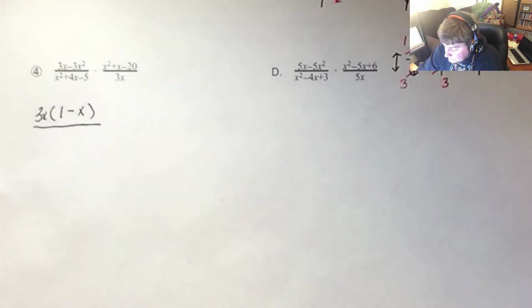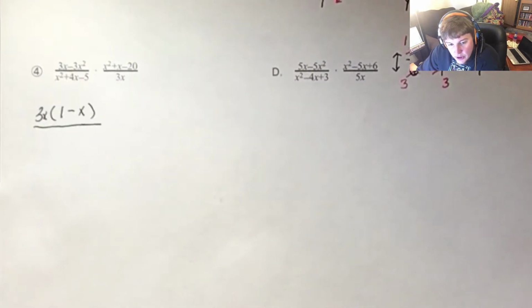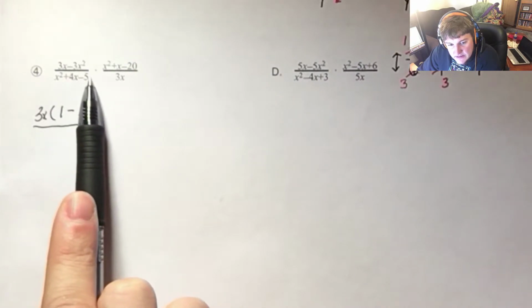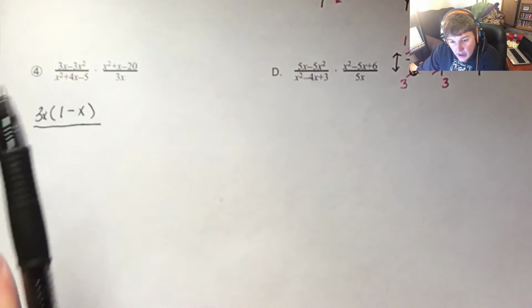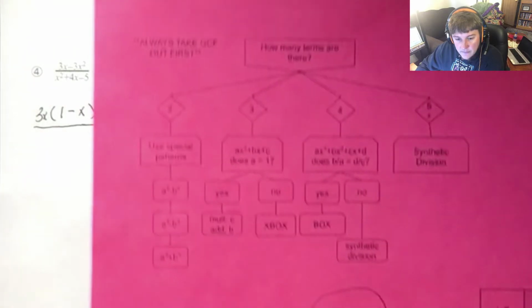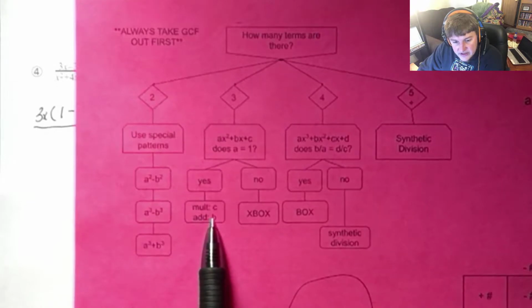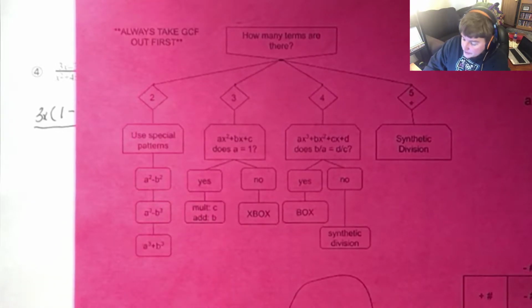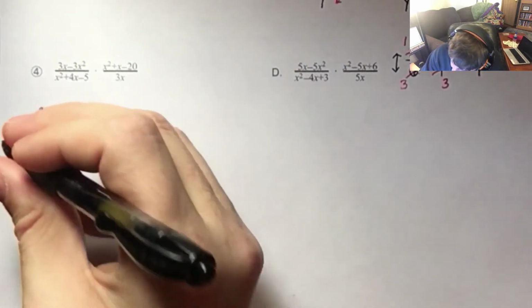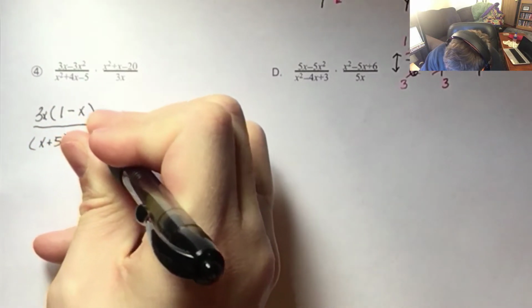Let's factor the bottom. x squared plus 4x minus 5. It's a 3-term trinomial with an a value of 1. That means we have to multiply to c and add to b. So I'm again referring to our pink flow chart here. 3-term trinomial, a value does equal 1. We multiply to the c value and add to the b value in order to factor. So I'm looking for numbers that multiply to negative 5 and add to 4. That's going to be a positive 5 and a negative 1.